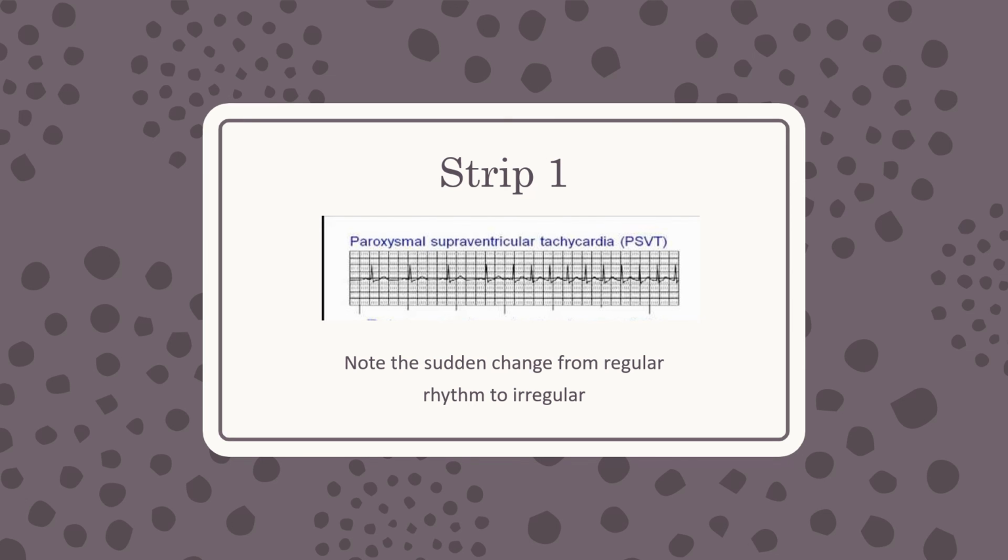So here's an example of PSVT. Note the sudden change from regular rhythm to irregular rhythm. So that's what it's talking about when you're going from this slower rhythm here. This is sort of the slower rhythm, and then it becomes irregular at this point. But the longer they stay in the PSVT at the rapid rate, the more regular it's going to become.